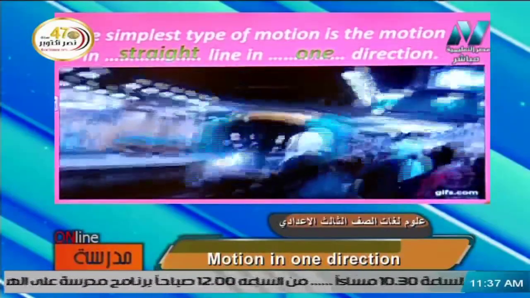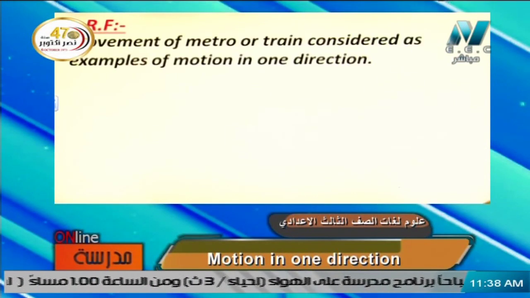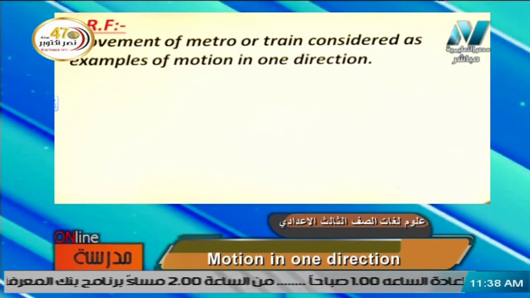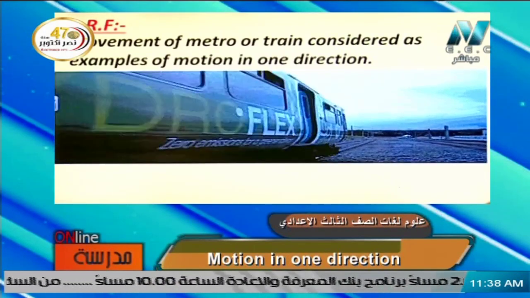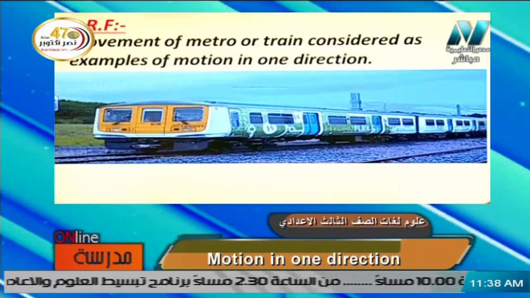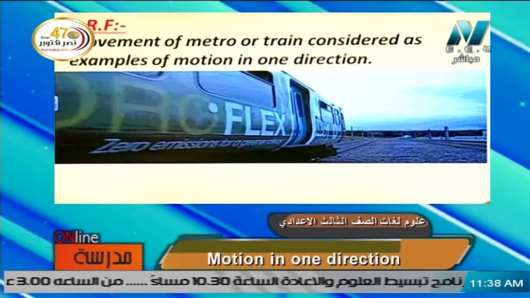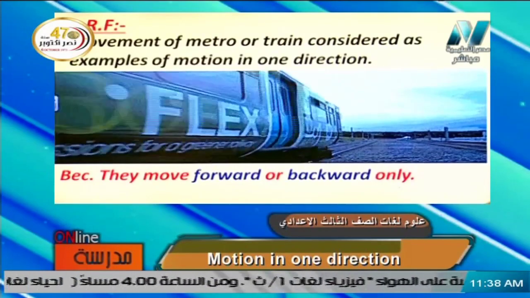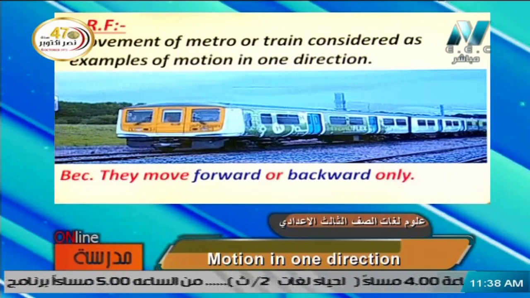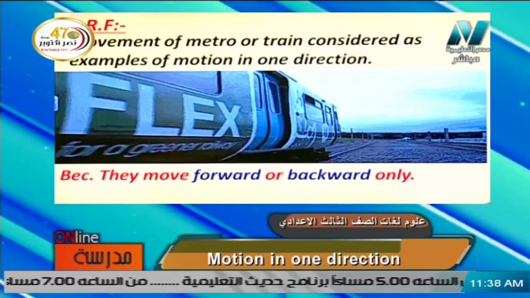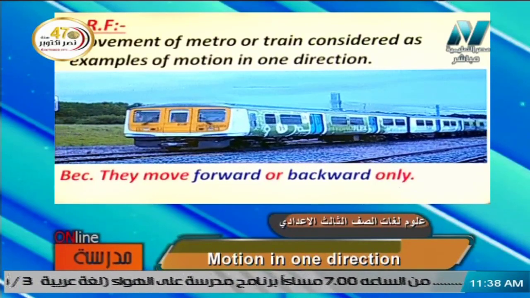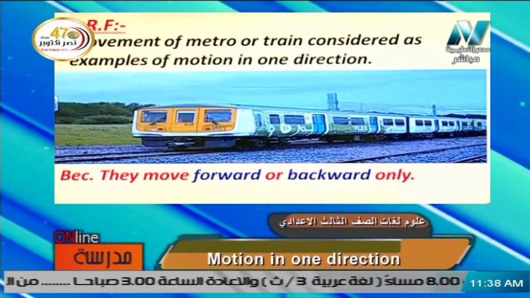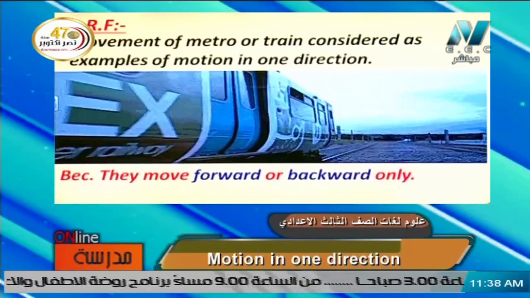Give a reason for the movement of a metro or train being considered an example of motion in one direction. Why is the motion of a metro or train a clear example of motion in one direction? Because they move forward or backward only, not upward or downward. So now we know how to answer this question. Train motion is in a straight line in one direction, but why one direction? Because the metro or train moves forward or backward only.